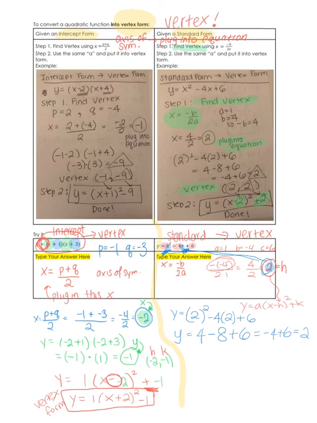So what we're going to do is use that 2, and that's going to go into k's place. So let's write out the equation. Y equals, remember a stayed the same, a is 1, x minus 2 squared plus 2. That is because k was 2, and then here when we found h was 2.